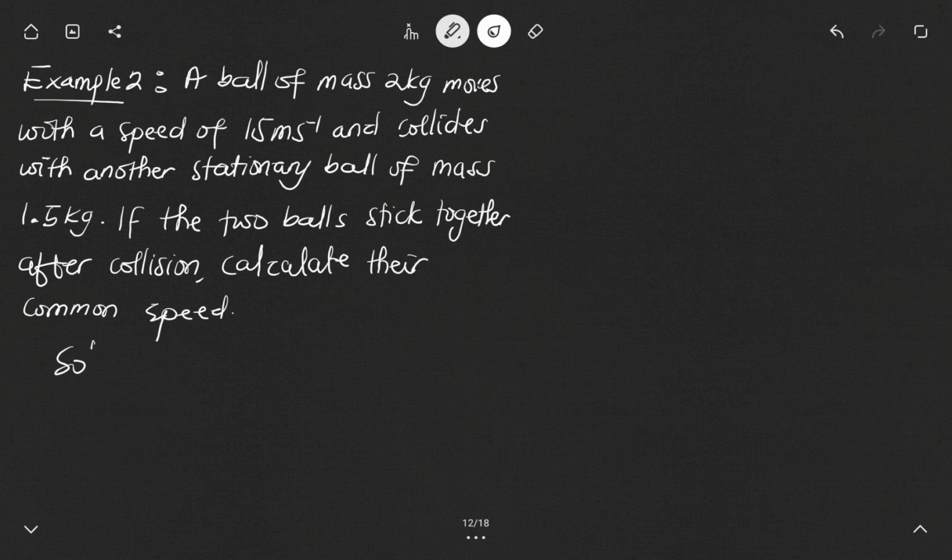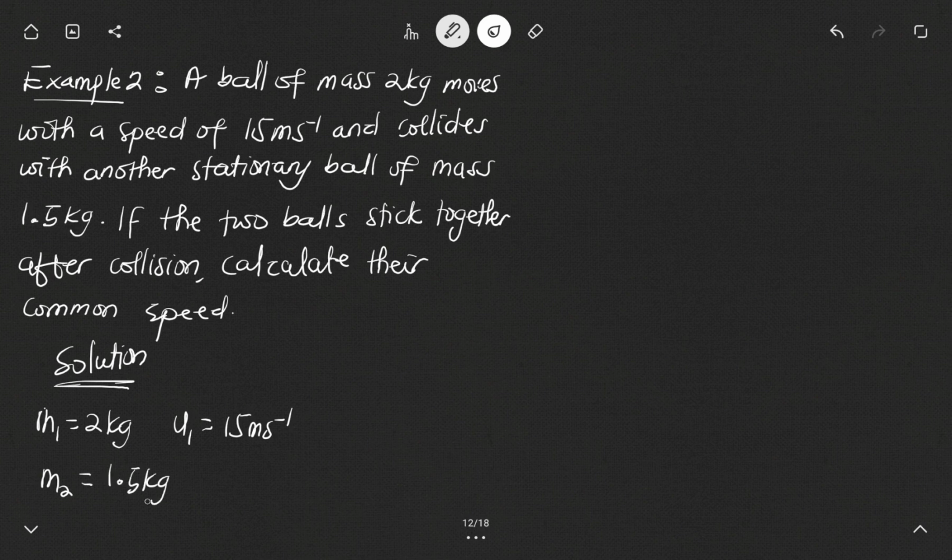All right, solution. Let's write down our solution to this problem. So the first thing I'm going to do is to write down my parameters. I have a ball of mass, so M1 is equal to 2 kg, and it moves with a speed, so I'm going to represent that with U1 of 15 meters per second, and it collides with another stationary body of mass. So my M2 is 1.5 kg, and because they said the new body is stationary, it means it is not moving. So my U2 is 0 meters per second. Now, if the balls stick together after collision, we have to calculate their common speed.